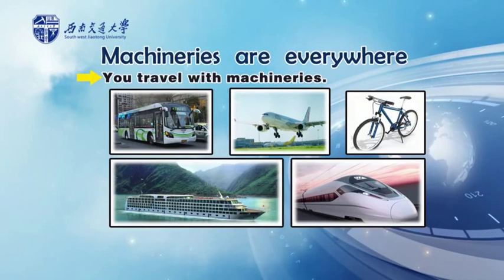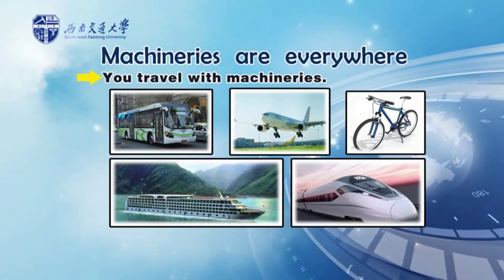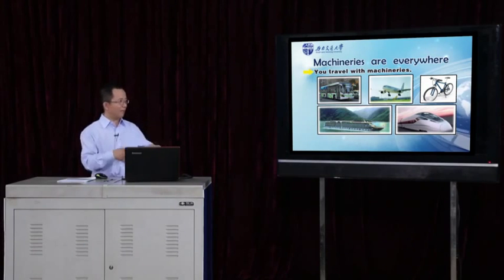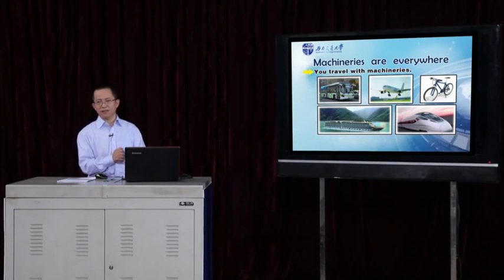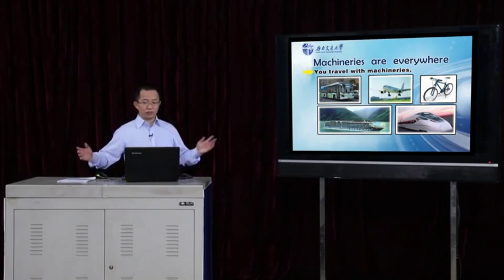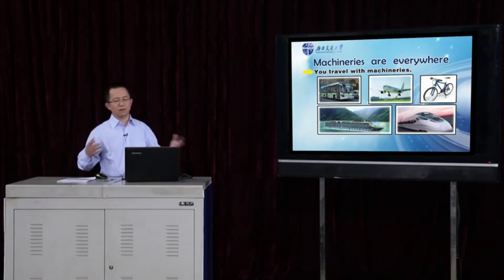Okay, so you travel with machines. And we have 5 examples here. For example, the first one, the bus. We take the bus every day, but do you know we can now have some buses which do not produce any kind of pollution at all? But in Chengdu, we don't have that kind of thing yet. We will have that pure electric bus in the future. But this one is a gas engine one. Anyway, it's safe, it's roomy, and it's comfortable.